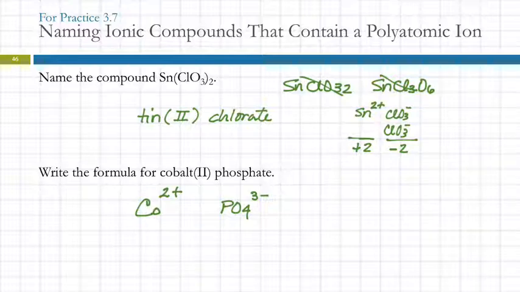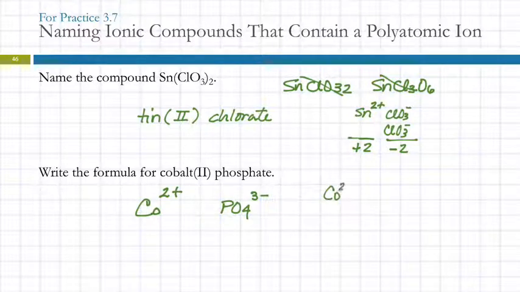Now we have to figure out how many of each of them I need so their charges add up to 0. I'm looking for the least common multiple of 2 and 3, which is 6. So I need to multiply this one by 3 and that one by 2, and then they'll add up. I can do the crisscross thing here. Always make sure that these numbers are not the same, and you always have to check at the end to see if it needs to be simplified. Or I can draw it out.